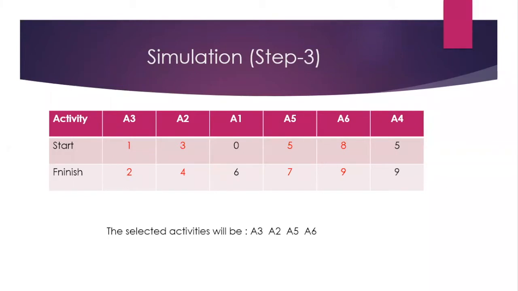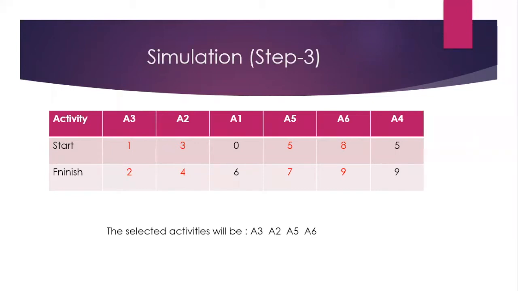A3's finishing time is 2 and A2's starting time is 3. 3 is greater than 2, so A2 will be granted. Then we will compare A2 and A1. A2's finishing time is 4 and A1's starting time is 0. 0 is less than 4, so A1 won't be granted, it will be eliminated. Then we will compare A5 with the previously selected activity A2. A2's finishing time is 4 and A5's starting time is 5. 5 is greater than 4, so A5 will also be granted.